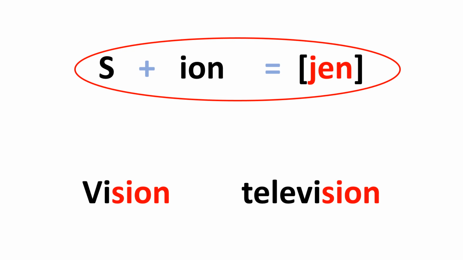Now S plus ION gives us the sound zhin. For example, vision, television.